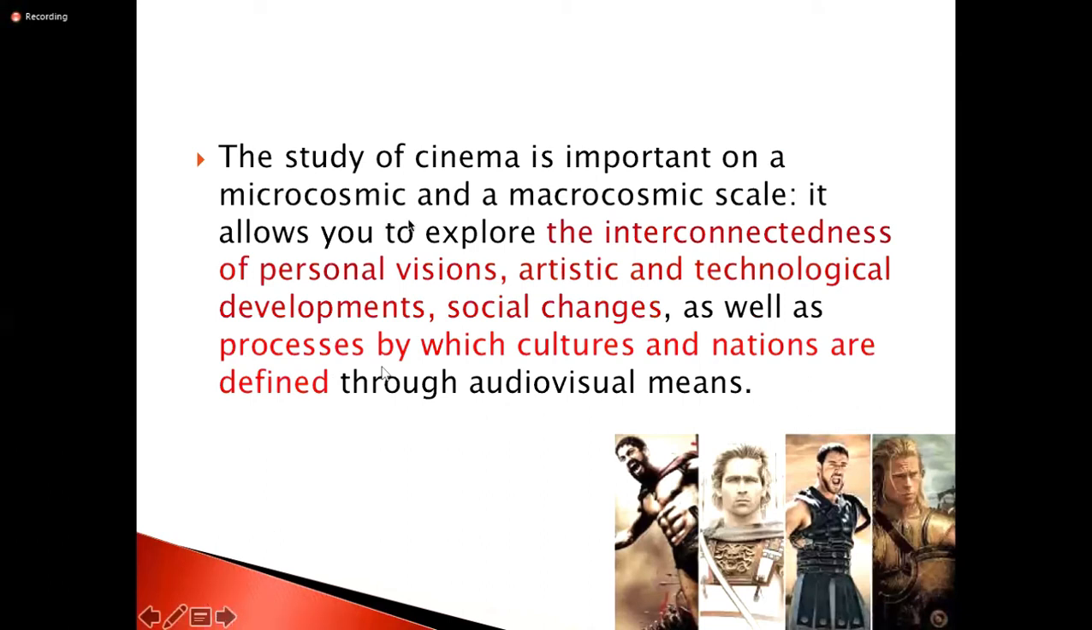So the study of cinema is important on a microcosmic level. Microcosmic is the smaller sense, and macrocosmic is the bigger sense. It allows you to explore the interconnectedness of your personal vision. When you watch a movie, you digest it in your personal vision, of course, and therefore you will achieve your personal understanding. But it's more than that, as well as the processes by which cultures and nations are defined. As you see, every movie has its own character, its own stories. It actually defines, you know.